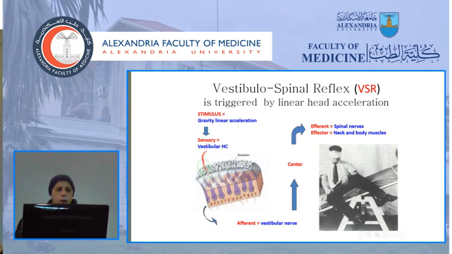The sensory organs are the macula of the utricle and the saccule. So the sensory receptors again are the vestibular hair cells, but they are not placed in a ballooned area. They are placed in a patch in the vestibule called the utricular patch, or in the saccule called the saccular patch, or the saccular macula.